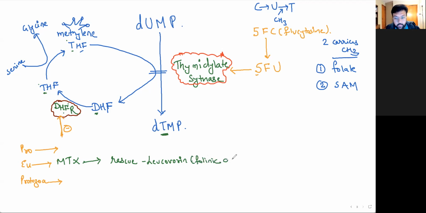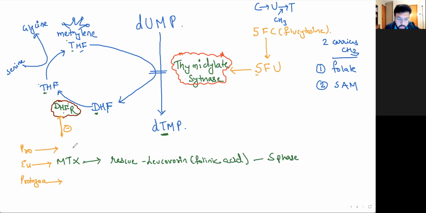Folinic acid, which is also called reduced tetrahydrofolate. Reduced folate. Okay. You also want to remember methotrexate will also block the S phase of the cell cycle, the synthesis phase.